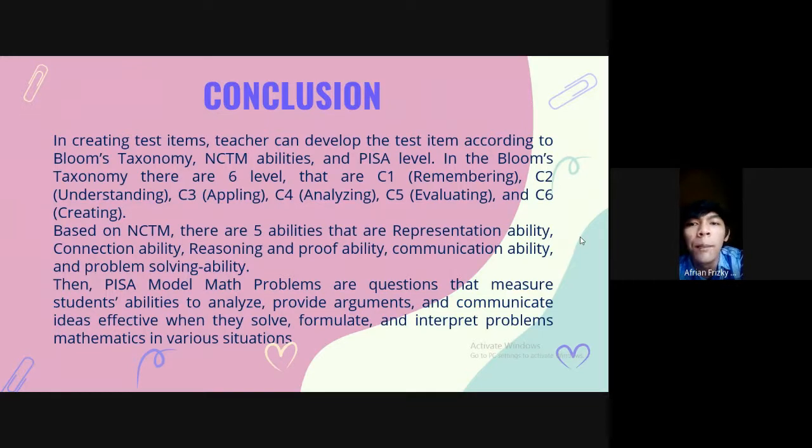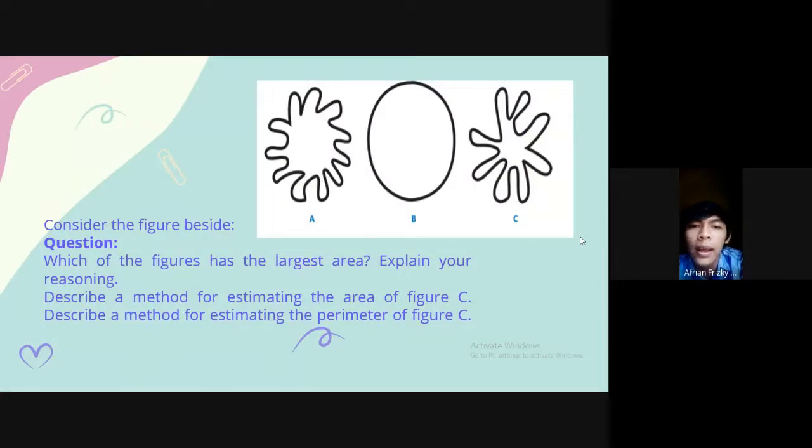Okay, before that, please go to the previous slide. Here we can conclude that the PISA questions refer to students analyzing, providing arguments, and communicating ideas effectively when they solve, formulate, and interpret mathematical problems in various situations. So the PISA level is about literacy, analysis, providing arguments, and communication. So the PISA level is like that.